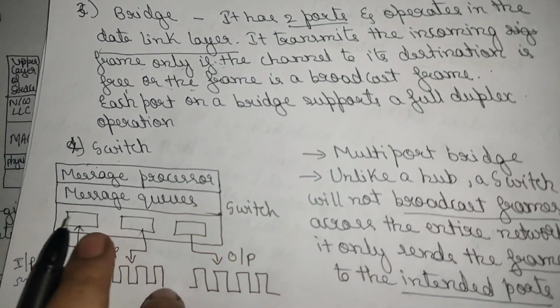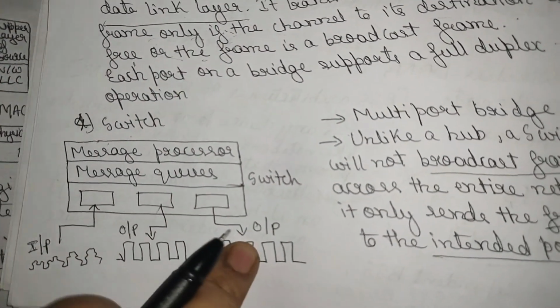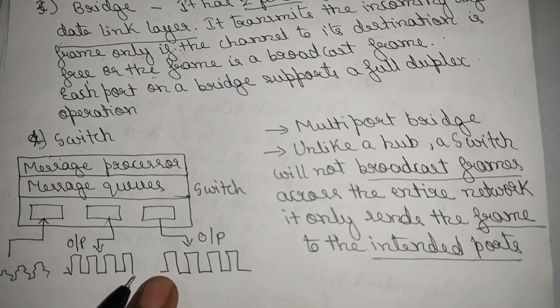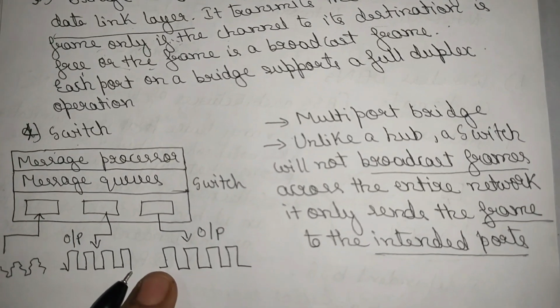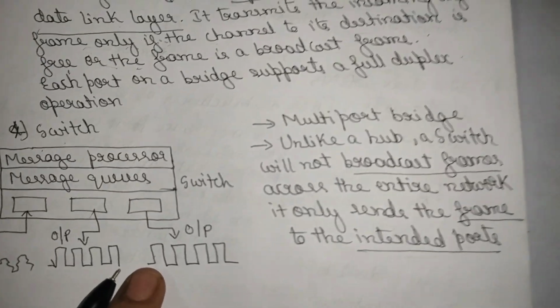Next is a switch. Message processor, message queues, that is input and output. This is a switch. It is a multi-port bridge. Unlike a hub, a switch will not broadcast frames across the entire network. It will send the frame to the intended ports.